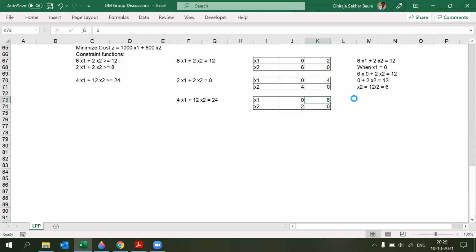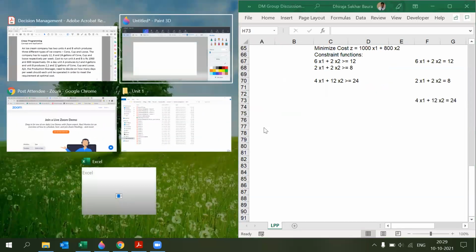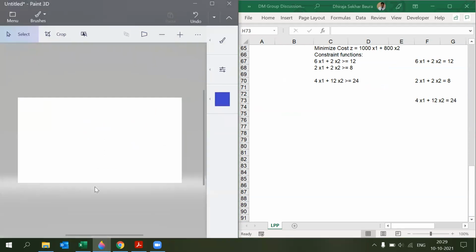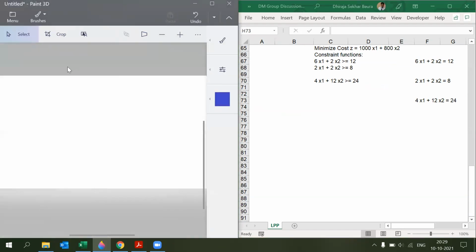Sami, did you get it? Yeah, 24 divided by 4. Awesome. Now what we will do is we will plot the whole thing in a graph. Small graph we will have, and we will plot it there.